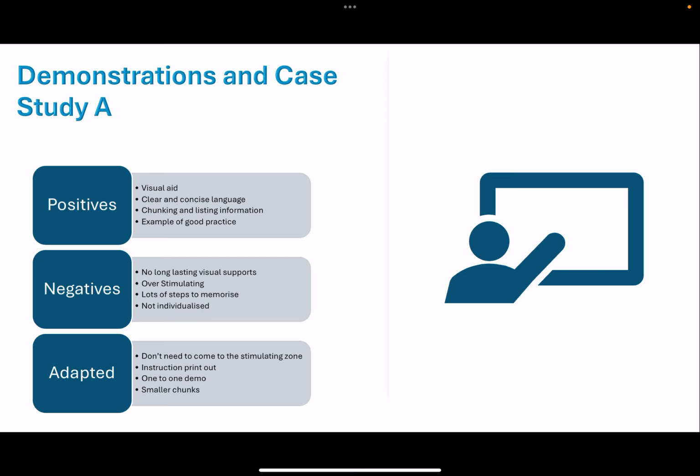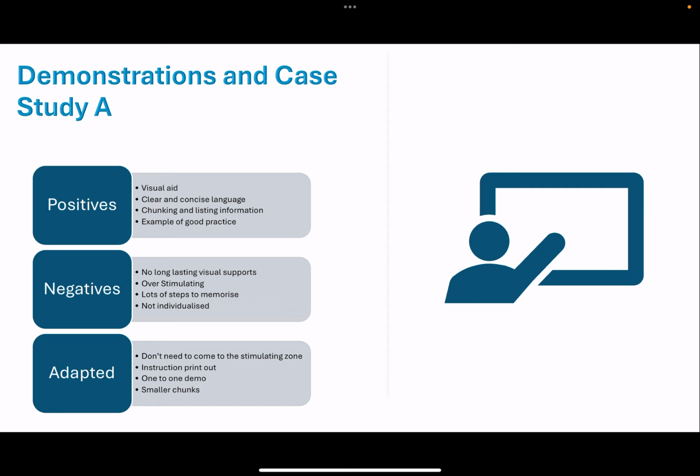Instead, I had a printout of the instructions for the student, and I would go to them after the demonstration and do a one-to-one demonstration in smaller chunks. I would tell them to ignore the original demonstrations, as that had many steps, and just focus on the small chunked instructions I had given them. After which I would demonstrate the next chunk, building on their new knowledge.